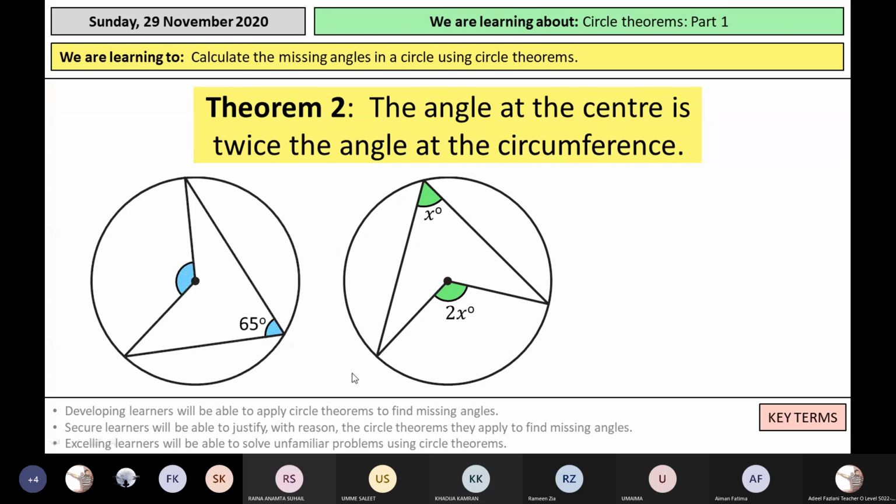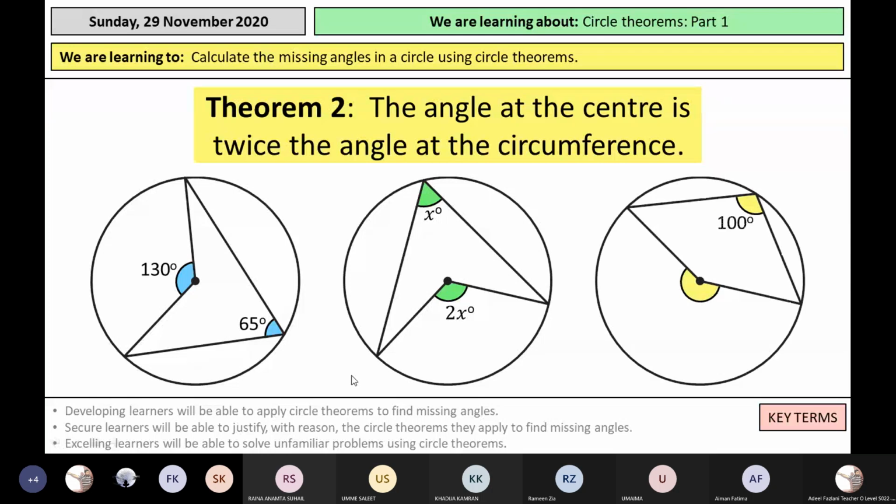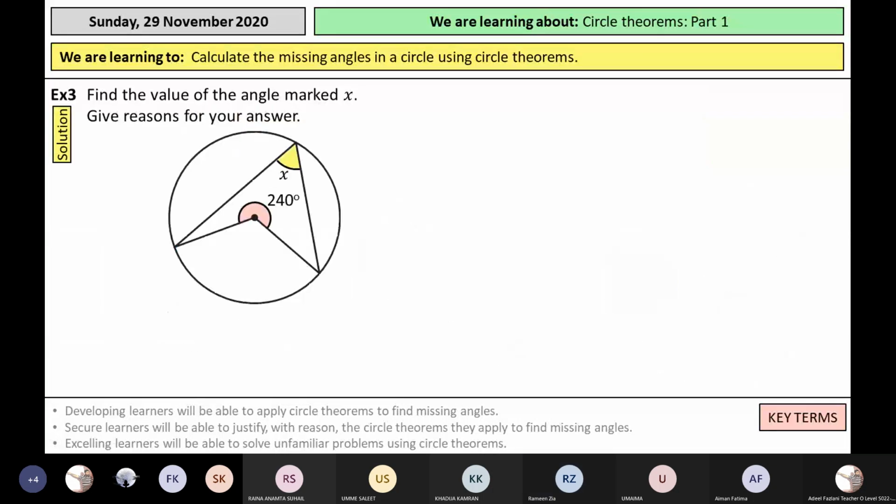So similarly, can you tell me what would be the answer of the central angle? It is 130. Yes. Now, what is the answer of the central angle? 200. It's because this is a property, the angle at the center is twice the angle at the circumference. Okay, tell me the answer of this. Come on. Yes, class. 120.